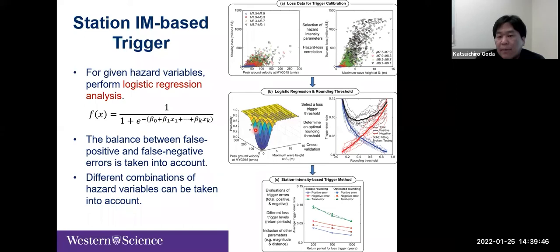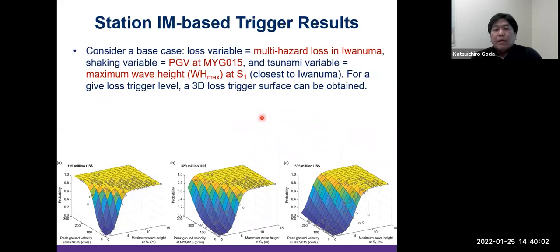Then I can obtain these coefficients, and we can use this calibrated model for trigger design, bond trigger. So these are the station IM-based trigger results for the same data set, focusing on the Iwanuma location, using the PGV at the KiK-net station and the maximum wave height right offshore Iwanuma, for the different trigger levels.